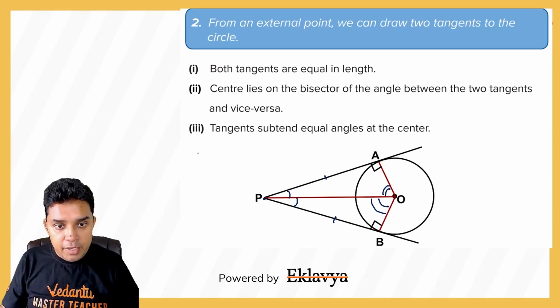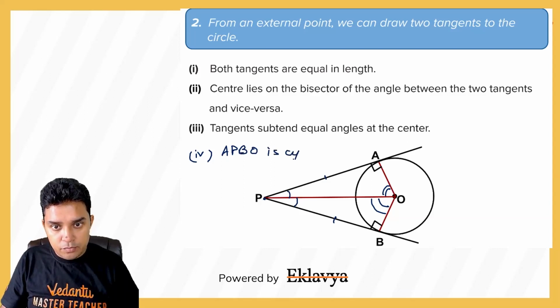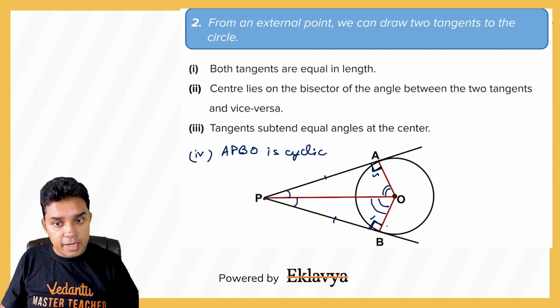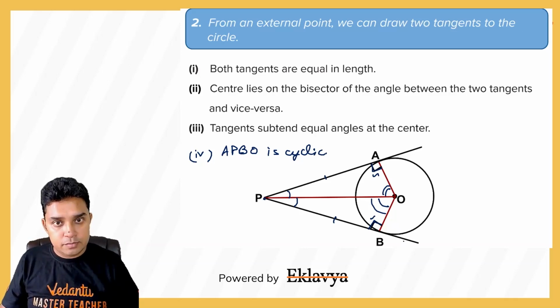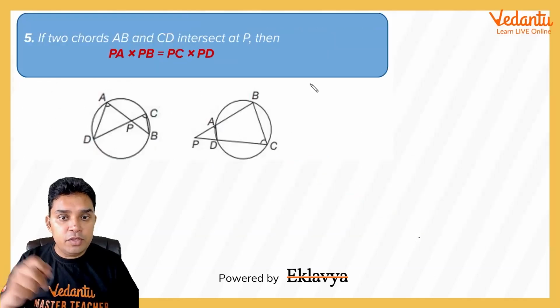And one more thing I will add here, that quadrilateral APBO is cyclic. Why am I saying so? Because you can see the angle at A is 90 because OA is radius and PA is tangent, and similarly here also it is 90. So the sum of these two angles is 90 plus 90, 180. So this quadrilateral becomes cyclic. And I think PO will be the diameter of this circle, passing through all four vertices. So that is also one important thing we should remember.